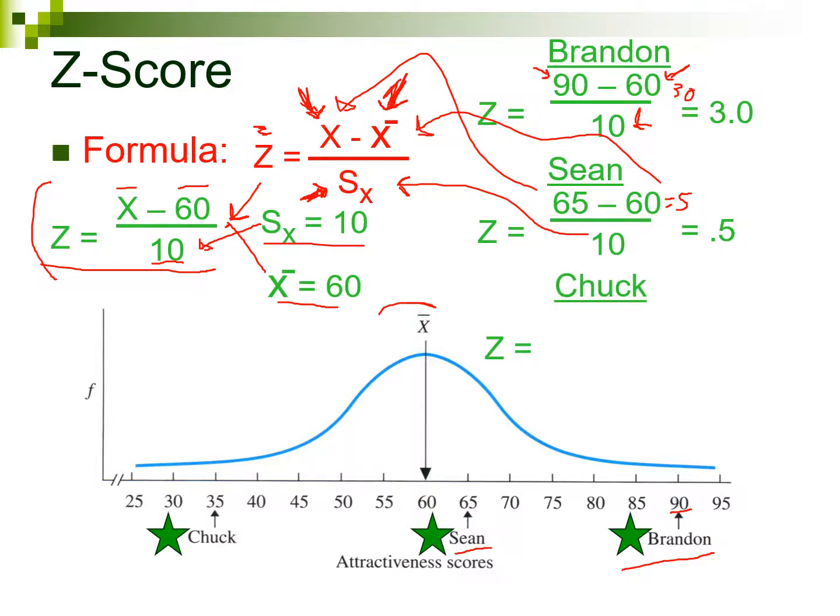Finally, let's find the z-score for Chuck. So Chuck's raw score is 35. If we plug that in, we get this formula here. 35, the raw score, minus 60, the mean, divided by 10, the standard deviation. We have to do the calculations in the numerator first. So when we do those calculations, we get 35 minus 60, which is negative 25. Then we do negative 25 divided by 10. And when we do that, we get negative 2.5. So Chuck's z-score is negative 2.5.